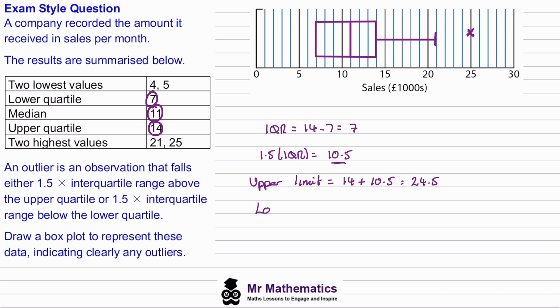And then for our lower limit, this will be the 7 minus the 10.5. This gives us a negative 3.5. So you can see that we would include each of these values. So our whisker is at 4.